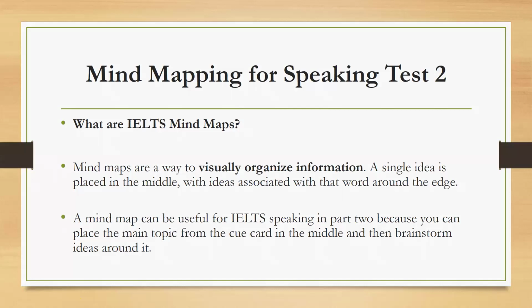Today we want to delve a bit deeper into mind mapping and how it's going to help and how to use it. Mind maps are a way to visually organize information. So you organize information visually as mind mapping. A single idea is placed in the middle with ideas associated with that word around the edge.